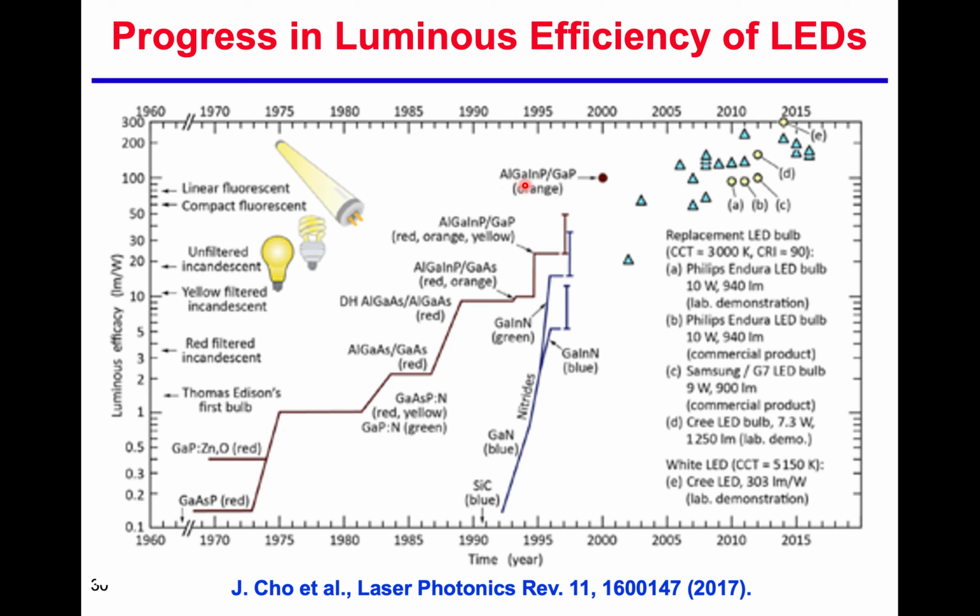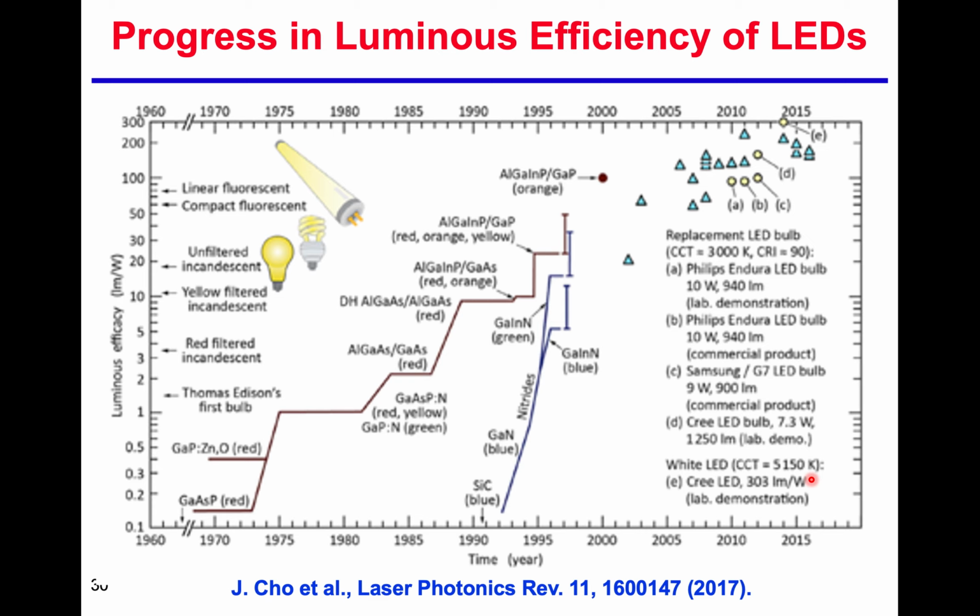There's aluminum gallium indium phosphide, a quaternary material, and they can achieve about 100 lumens per watt. On the other hand, starting from 1992, 95, something like that, there was a strong increase in the green and blue LED. And here are some records for the white LED, and we can see they can achieve over 300 lumens per watt for the white LED. So that's very high efficiency.